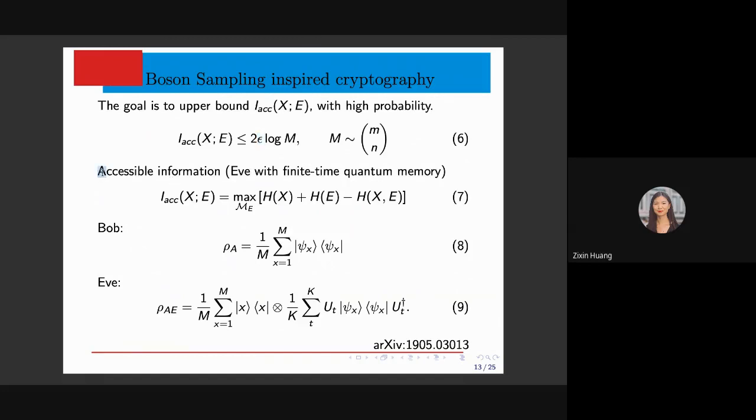And once again, the accessible information for Eve is given by this expression over here, where Eve can maximize this over her measurement basis, or her choice of measurement. Bob sees this particular state from Alice, as we've seen before, and Eve sees this particular state from Alice that we also have seen before.